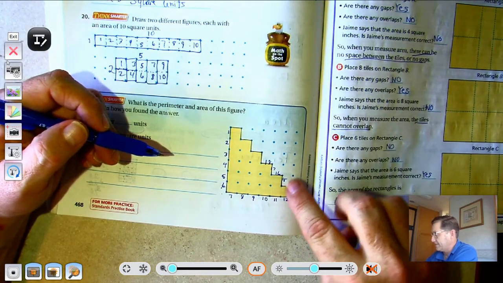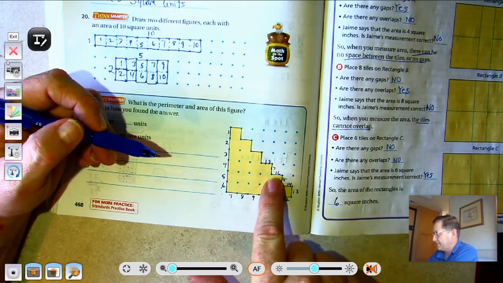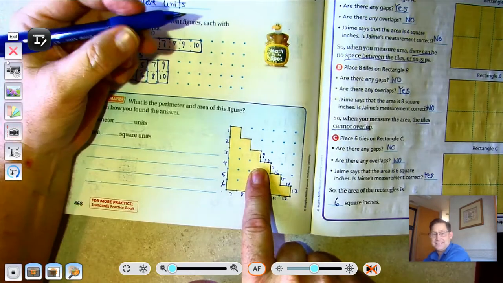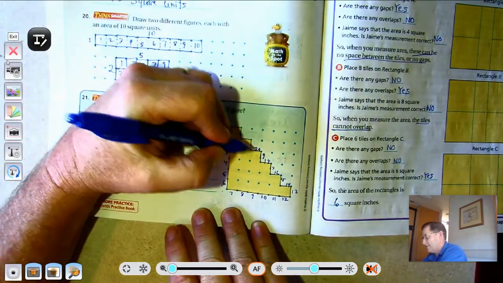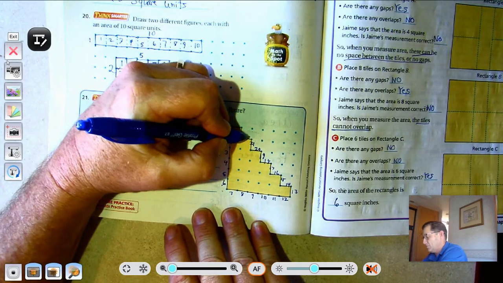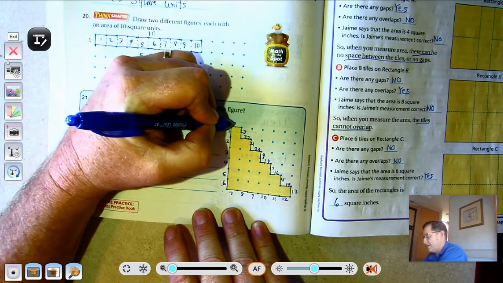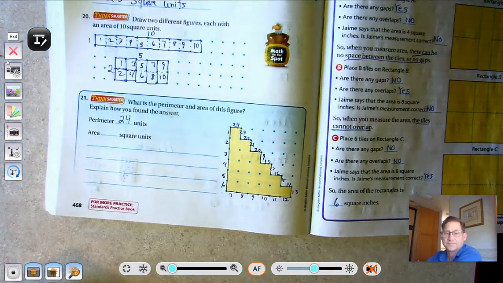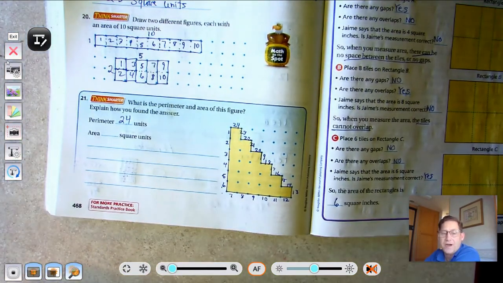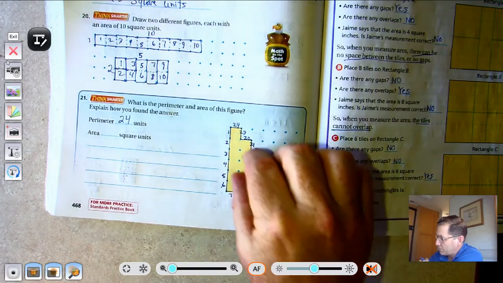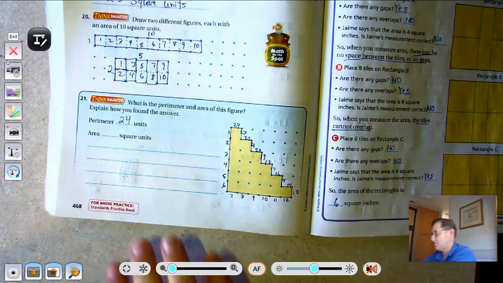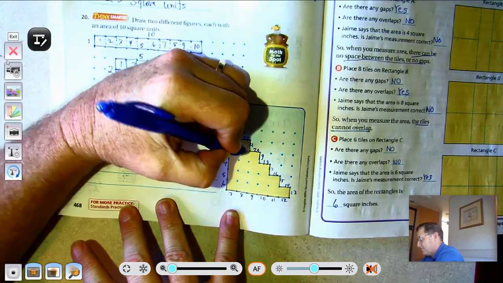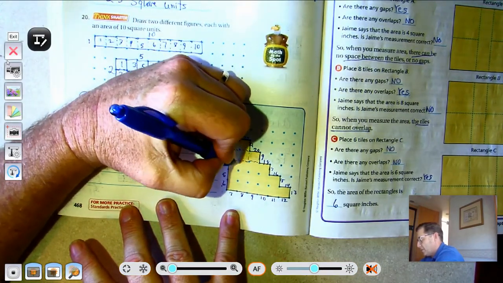And then we're going to start counting by ones here. 13, 14, 15, 16, 17, 18, 19, 20, 21, 22, 23, 24. So the perimeter is 24 units. Okay, so how many square units? What is this? How many square units fill this staircase looking figure? So you can put in dashes to make sure you don't skip any squares.